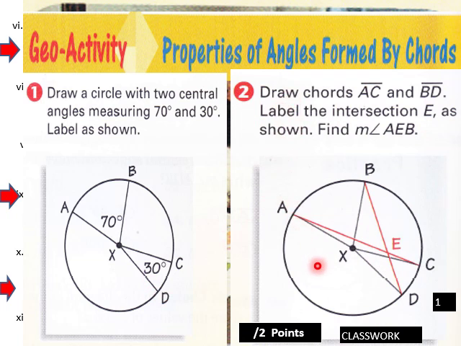And then draw chords now from AC. So we're going to go from here over to here. And then BD, which would be from here over to here, BD. Label the intersection E. So we're going to label this intersection here E as shown. Then find the measure of AEB. AEB, what is the measure of this angle here? So how do we do that? You can use a protractor for sure to do that. I would use a protractor.